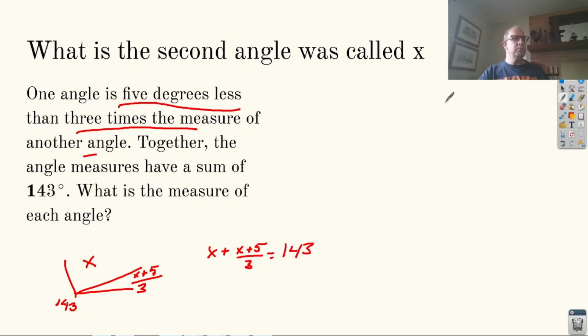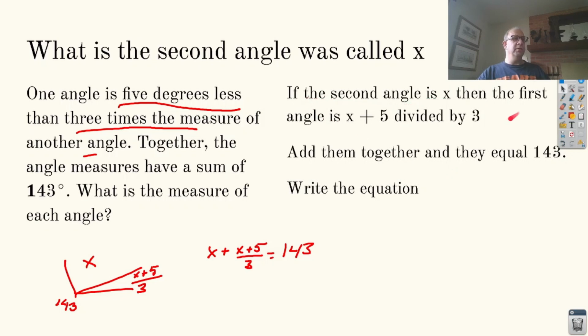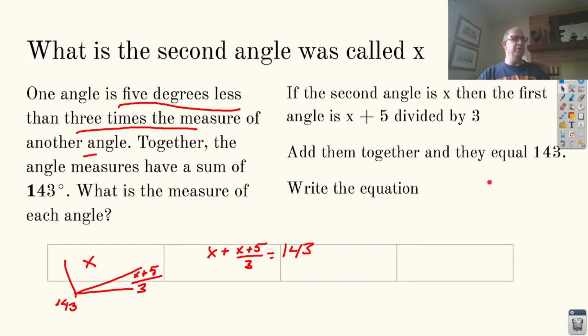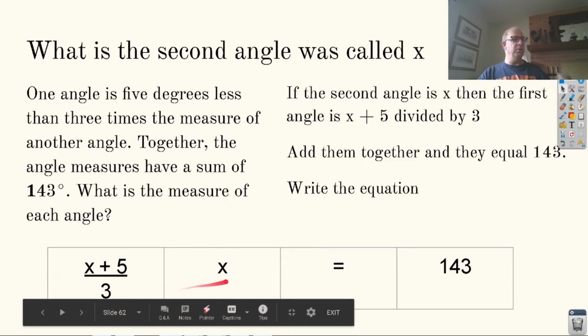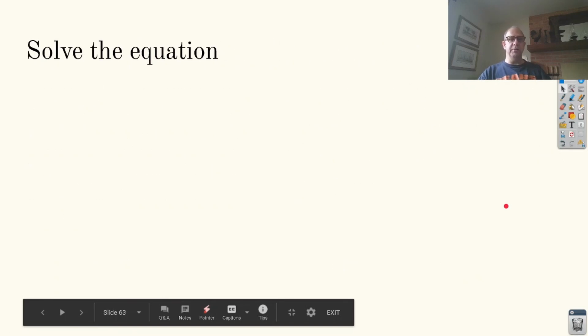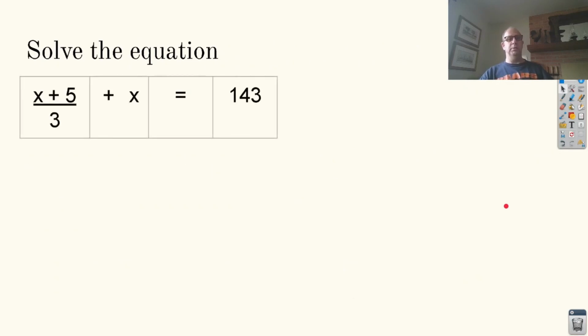Okay. If I did this right, it doesn't matter if I do it forwards or backwards. I should still get the same answer. So the second angle is x, and the first angle is x plus 5 divided by 3. Add them together, they equal 143, right? So the equation, just as we said, is x plus 5 divided by 3 plus x equals 143. We're going to solve this equation. We should get the same answer.